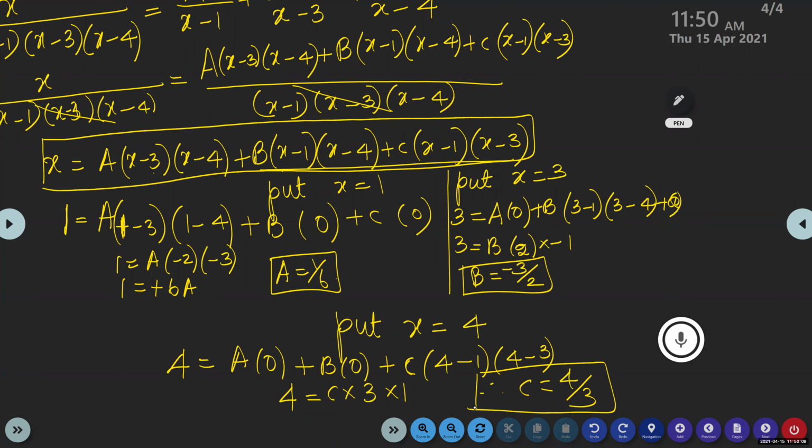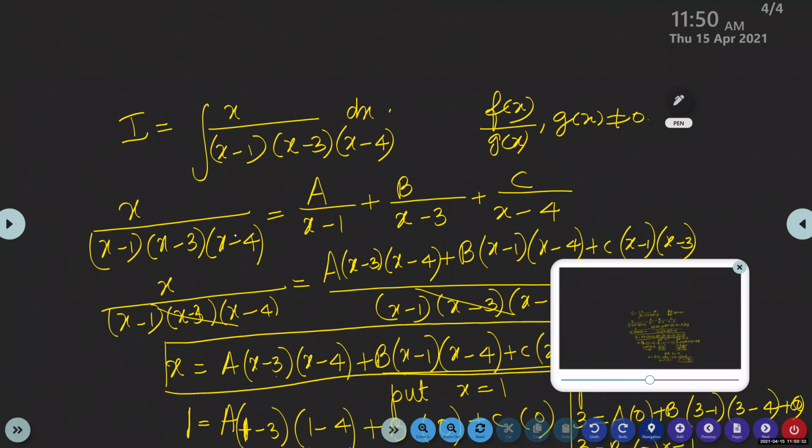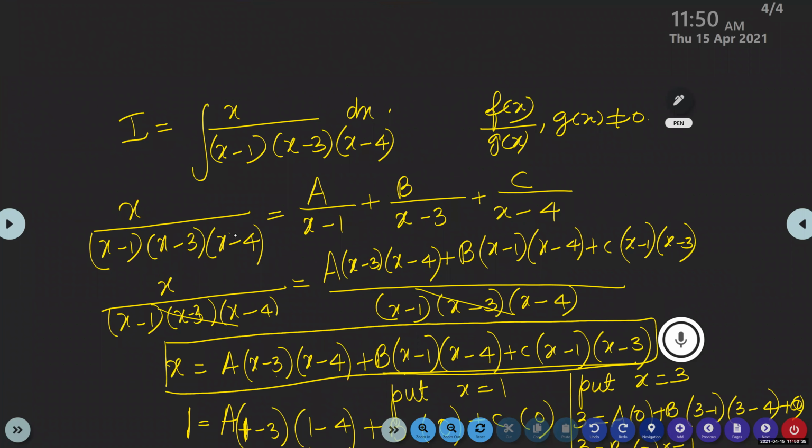A is 1 by 6. B is negative 3 by 2. And C is 4 by 3. Okay, A, B, and C. After finding A, B, and C, substitute that in the given integral function. In the beginning, we took I is equal to, there you have to substitute A, B, and C. So what will be I?